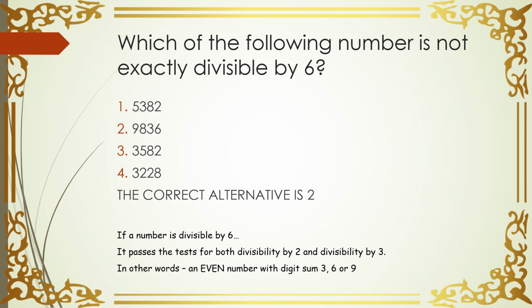Okay, understood why it is not divisible? Because it is fulfilling the first condition. It is divisible by 2. It is an even number, but its sum is 8, which is not 3, 6 or 9. So that is why option number 2 is the correct alternative. Okay, if you want you can check option number 3 and 4 also, whether they are divisible by 6 or not, but we will not keep on checking because we just need to be very quick when we are solving scholarship question and answers. Okay, so let's move.